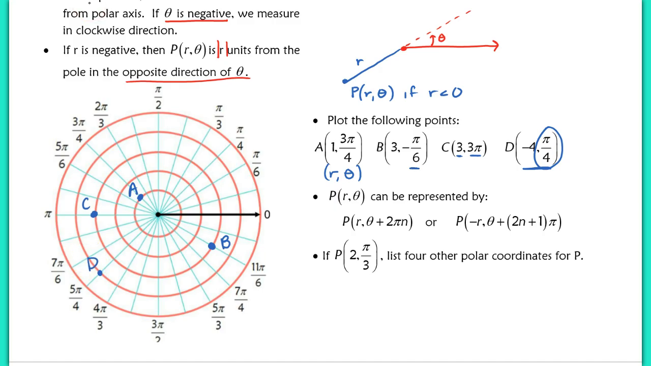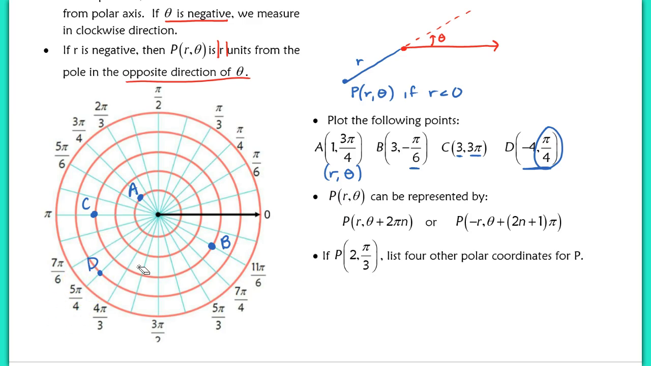So you might have already caught on to the fact that any polar coordinate can actually be represented in an infinite number of ways. So for example, that point D here, that was (-4, π/4), but it's also the same as (4, 5π/4), right? It's the exact same location as 5π/4.